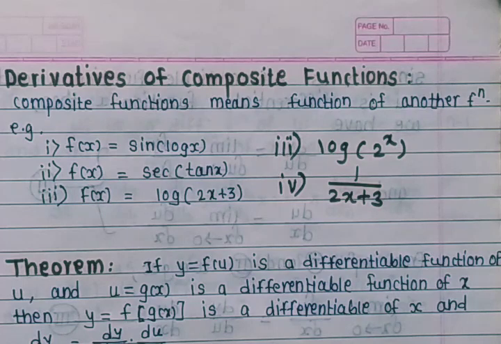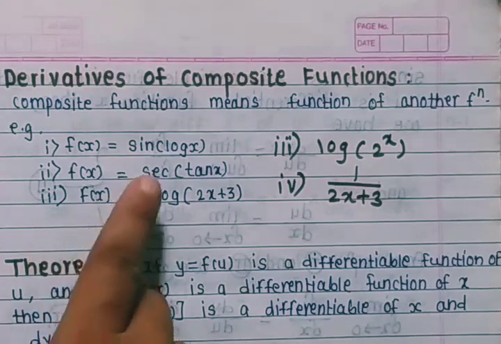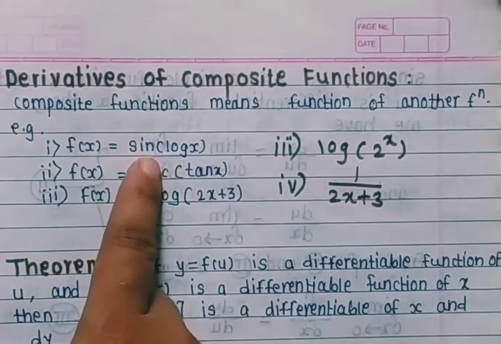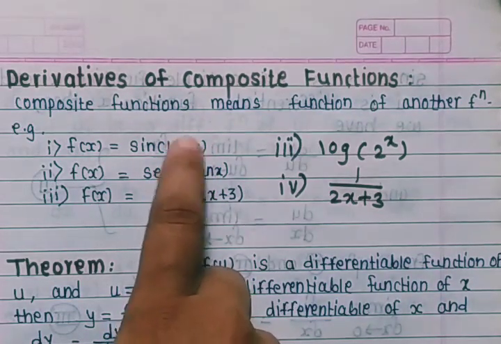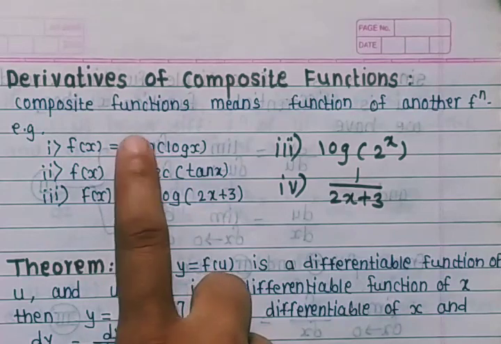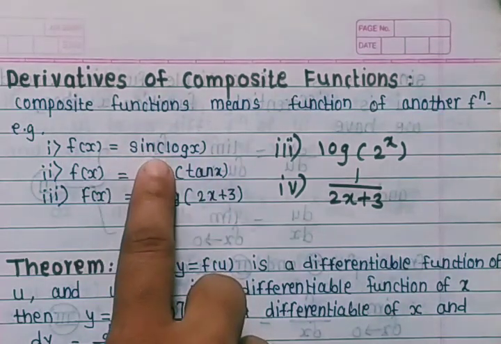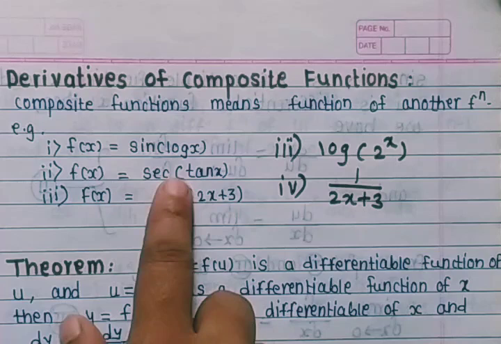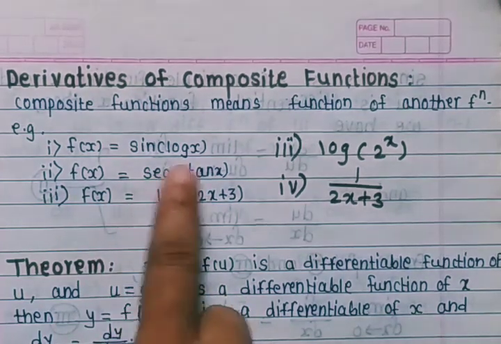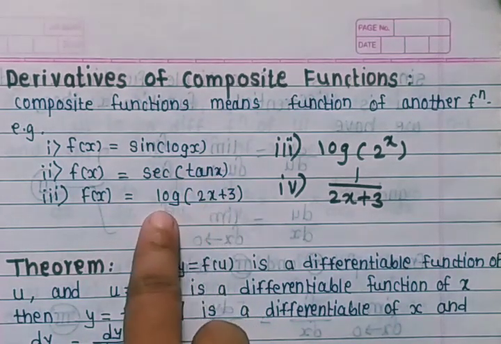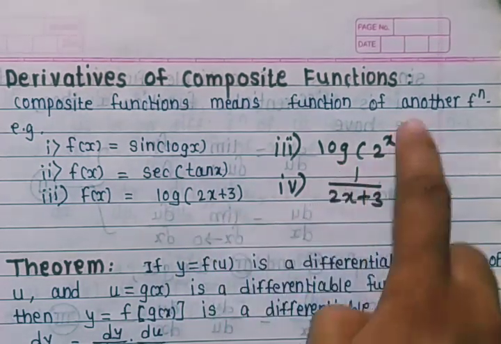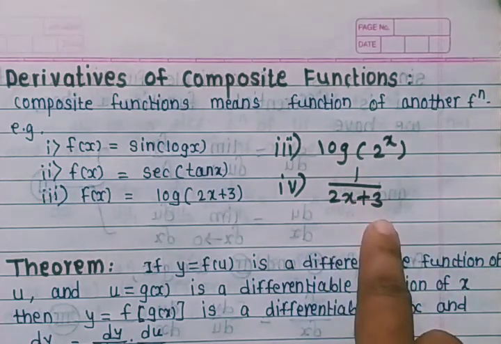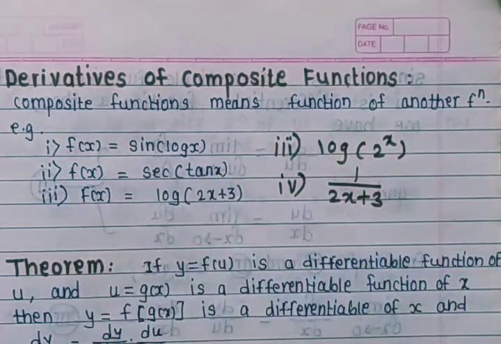Derivatives of composite functions. Composite function means function of another function. Suppose f of x is equal to sin x, and this x is replaced by another function, then it becomes a function of a function, and it is a composite function. Sine of log x is a composite function. Sec of tan x is also a composite function. Similarly, log of 2x plus 3 is a composite function. Log of 2 raised to x, 1 upon 2x plus 3, these are examples of composite functions.